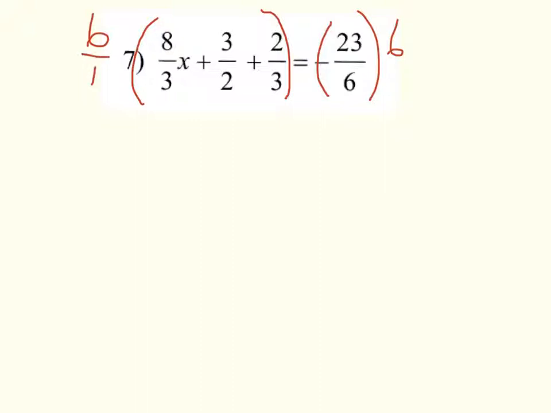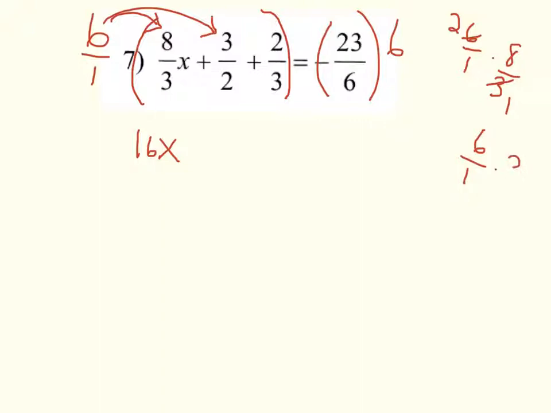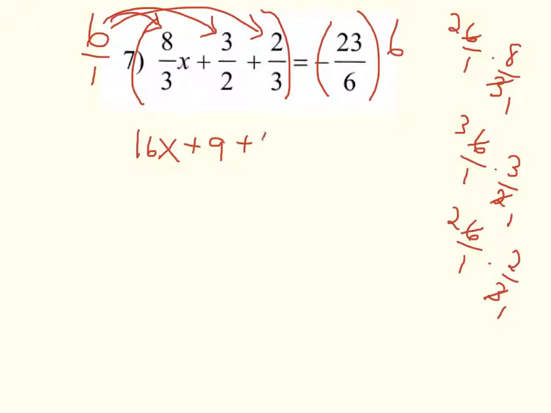All right, so I have 6 times 8/3 x. So I'll do 6 over 1 times 8/3. If I cross cancel, I get 2 times 8, which is 16x. Then I have to do 6 times 3/2. Do that over here. 6 times 3/2. Cross reduce, and I get 9. And then I do 6 times 2/3. So 6 over 1 times 2/3. Cross reduce, and I get 4. Then on the right side, I'm just going to cancel out the 6's when I multiply, and I get a negative 23.